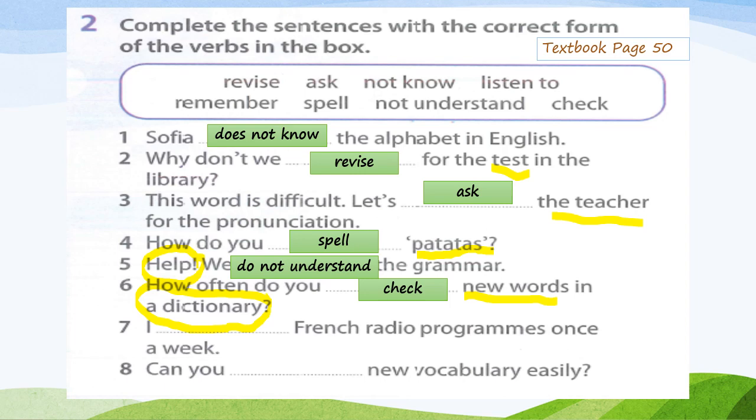Number 7. I listen to French radio programs once a week. Now, radio programs, okay, remember, radio programs, so you listen to radio programs. And can you remember new vocabulary easily? Okay, can you remember new vocabulary easily?